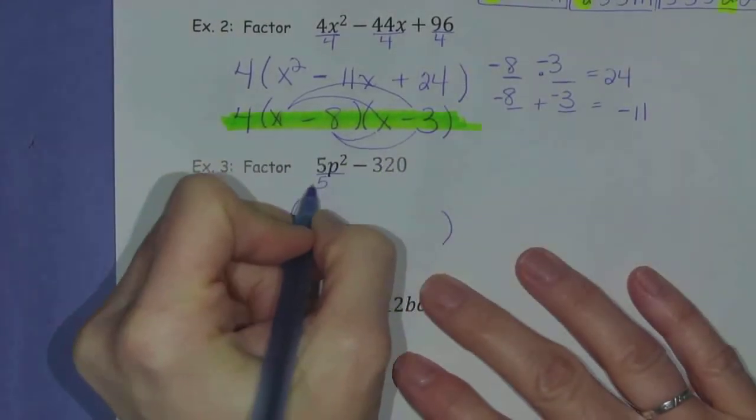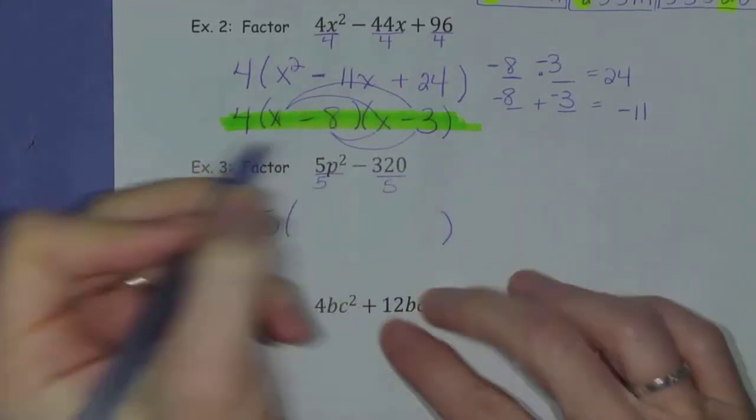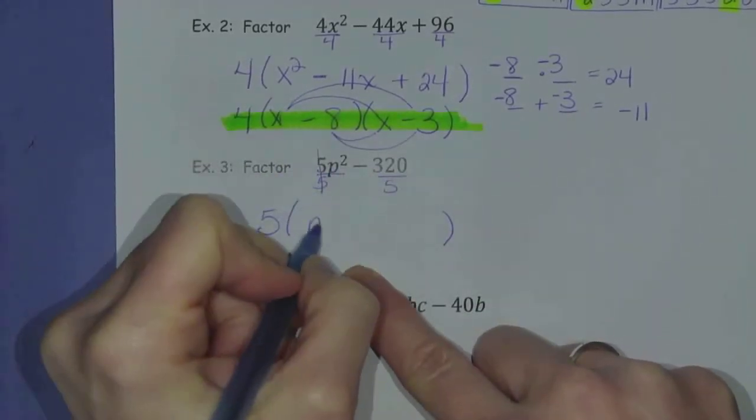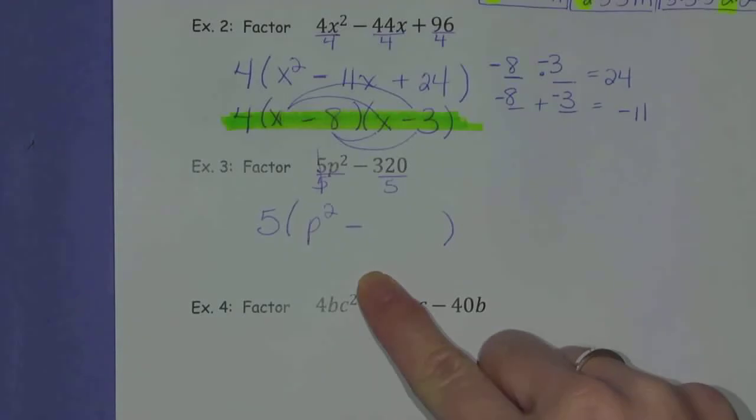We'll divide each term by 5. That's going to give me p squared minus, let's see, what's 320 divided by 5? 64.